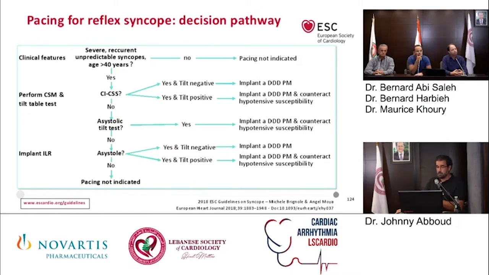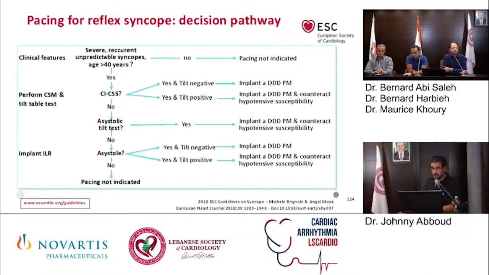If you have this recurrent syncope and your patient is more than 40 years and you do the carotid sinus massage, if it's positive, it is indicated to implant a pacemaker. If the tilt test is positive also, you should consider helping with the hypotension secondary to vasodilatation also. If the carotid sinus massage is negative, you do the tilt table test. If you have asystole with the tilt table test, you can implant a device and help with other things for the hypotension secondary to vasodilatation.